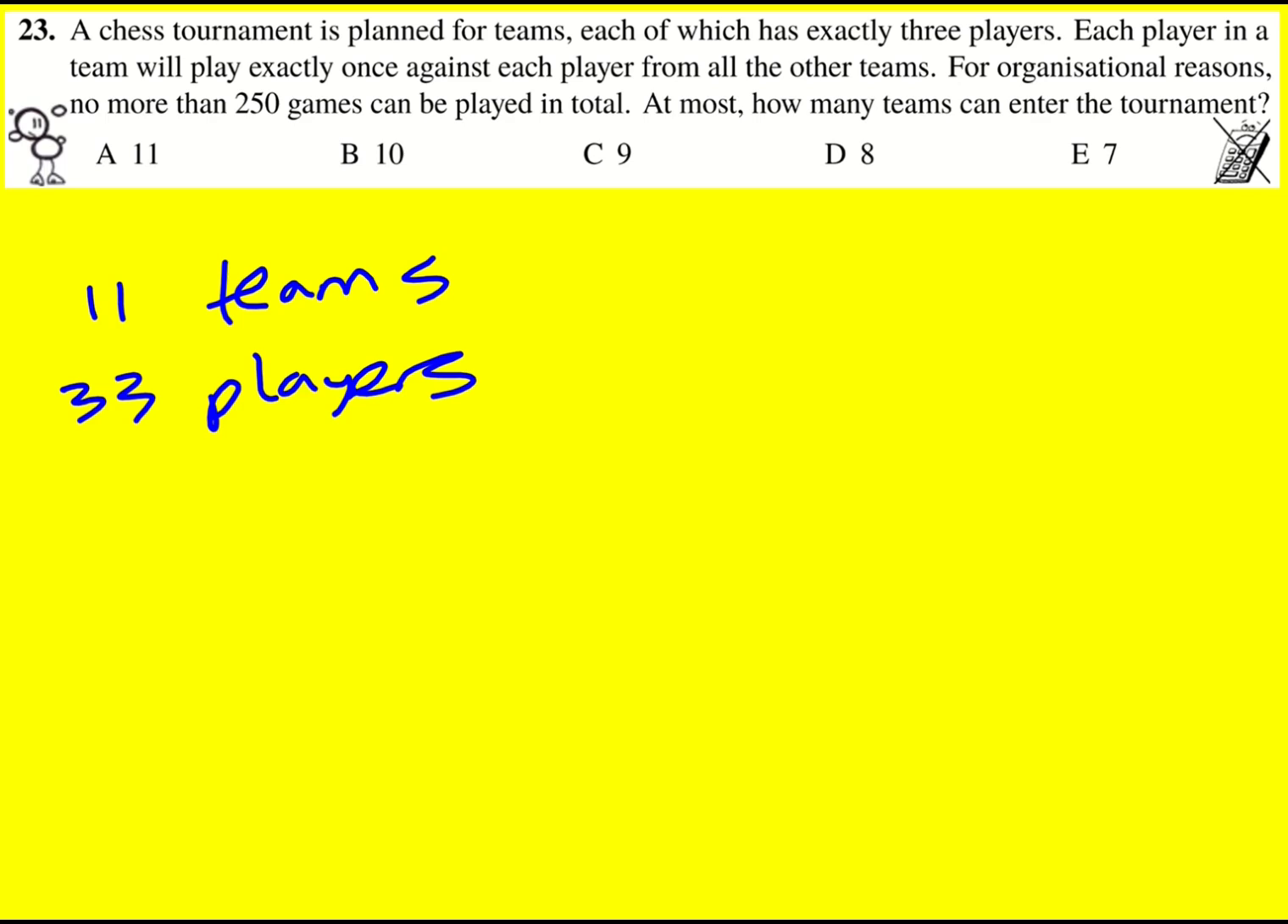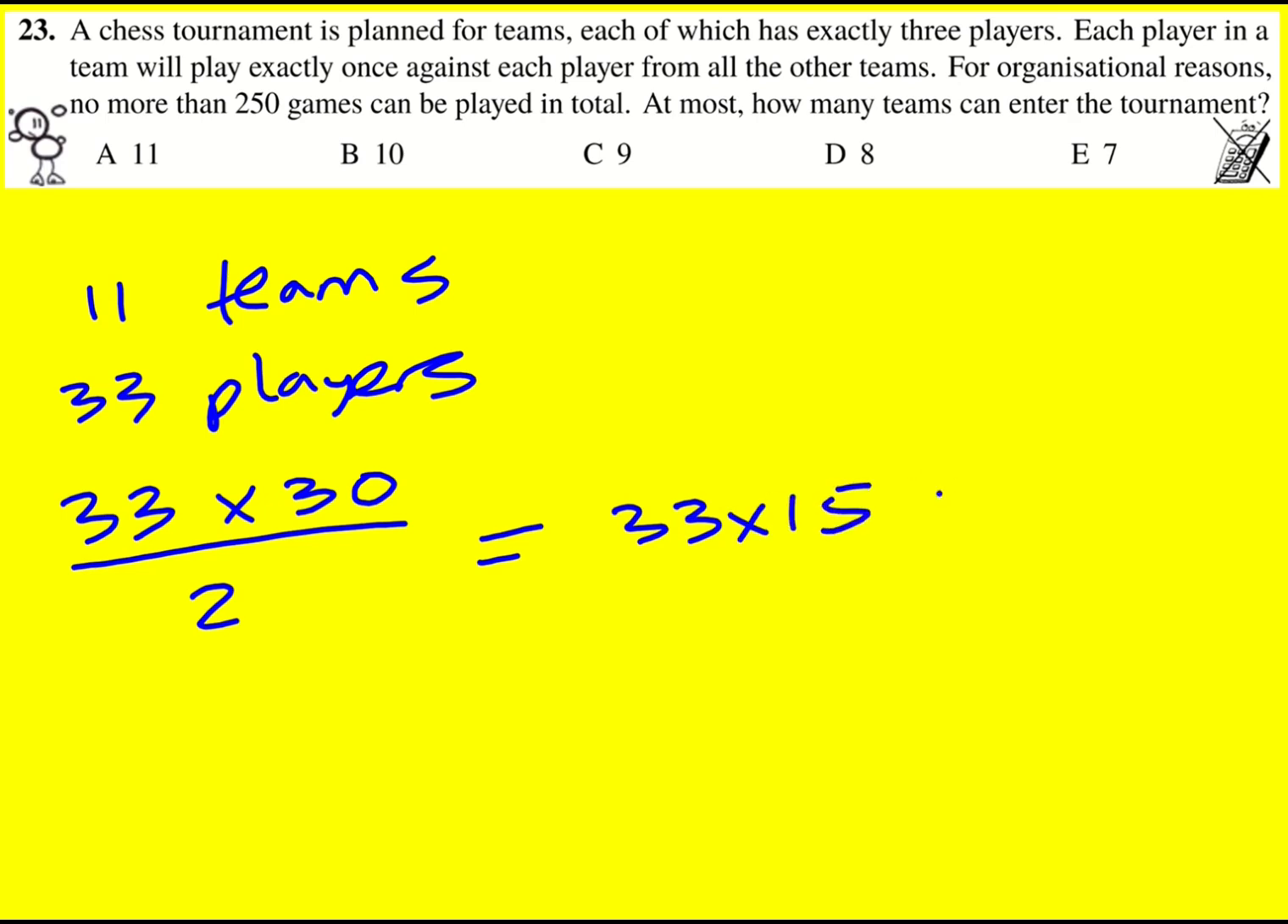But obviously, the players in the same team are not going to play each other. So there would be 33. So each player would then play 30 games, basically. So it would be 33 times 30 for the number of games, but I've double counted because I've included A playing B and B playing A. So I can divide that by 2. So that's going to be 33 times 15, which is definitely going to be bigger than 250, so way too big. So let's go on the opposite end of the spectrum, 7 teams.